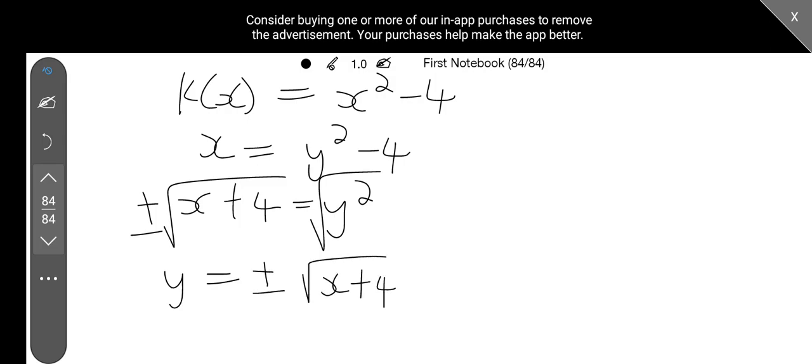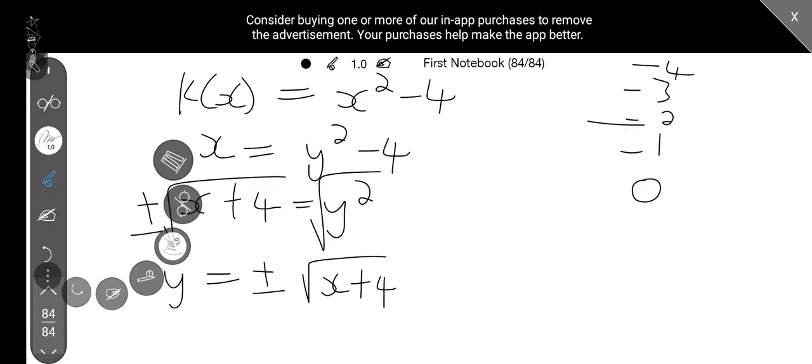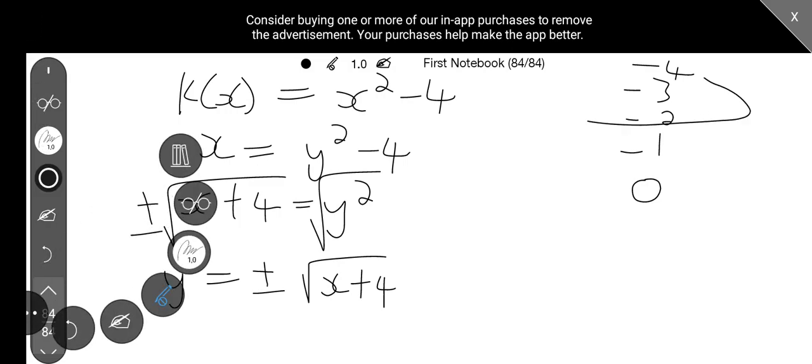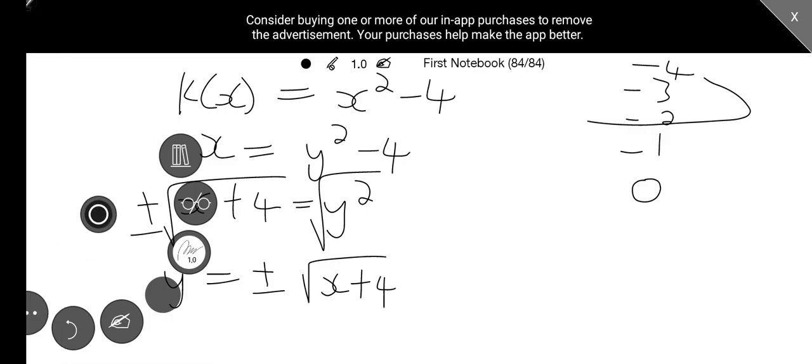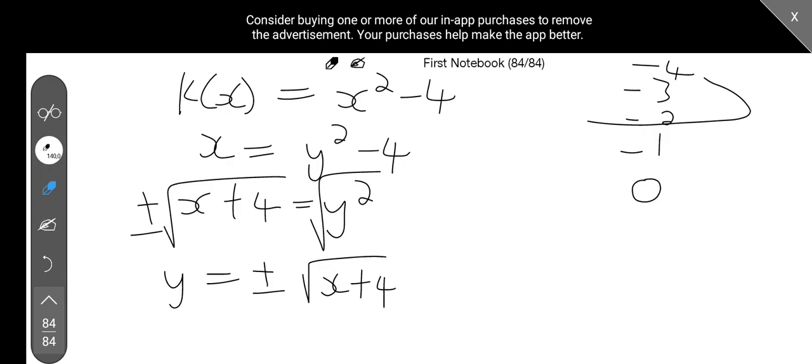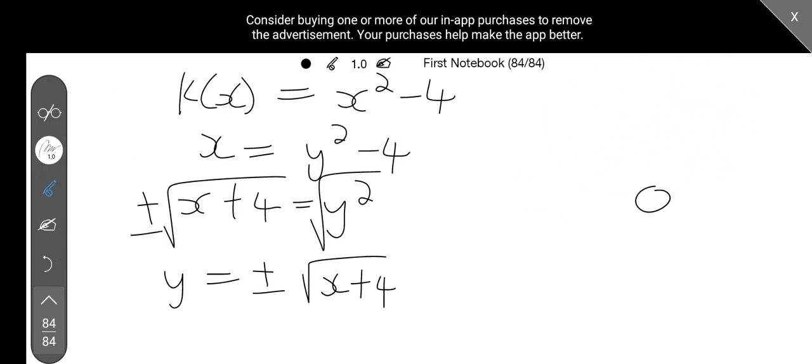But it's not complete. Let's plug in some numbers here. Let's say we have 0, minus 1, minus 2, minus 3, minus 4. Or let's just use these numbers. Here we have 0. We're going to plug negative 4. We're going to plug negative 5. We're going to plug negative 6. And then we're going to plug 4, 5, 6.